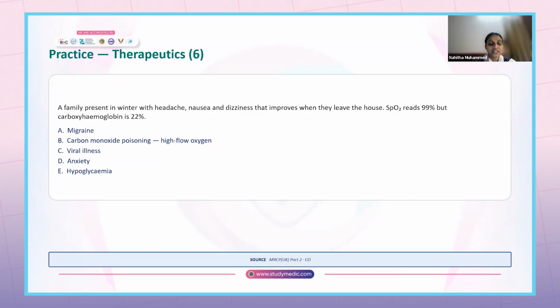A family presented in winter with headache, nausea, dizziness, that improves when they leave the house. SpO2 reads 99, but that is false. So here it is carbon monoxide poisoning.